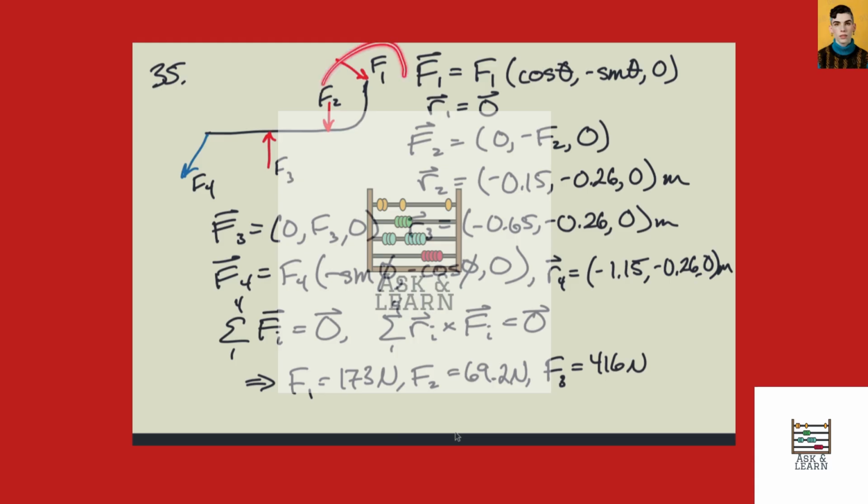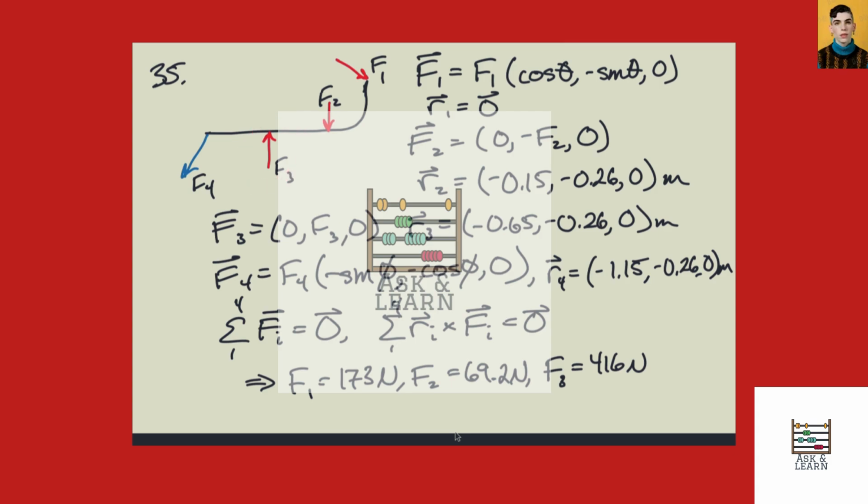So F1 has a magnitude of F1 and a direction given by this unit vector, and we'll call that the origin. F2 is in the negative vertical direction, and it is a distance of 0.15 meters to the left of the origin and 0.26 meters down from the origin.